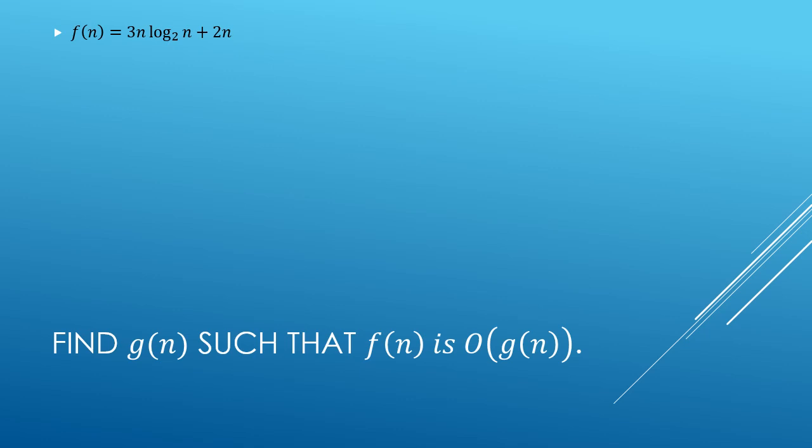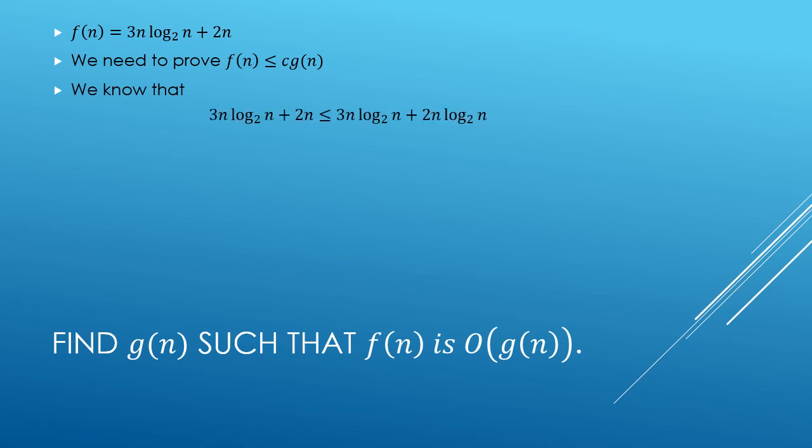Another function, 3n log n plus 2n. We set out to find its O notation. We know that 3n log n plus 2n is less than or equal to 3n log n plus 2n log n. This time I have swapped 2n with 2n log n. I can add the two terms on the right hand side. This would give me 3n log n plus 2n is less than or equal to 5n log n.